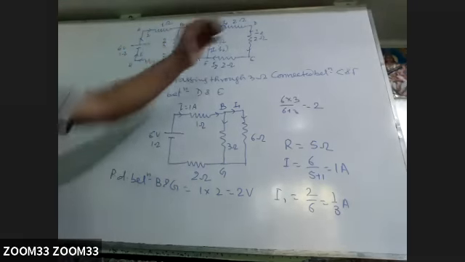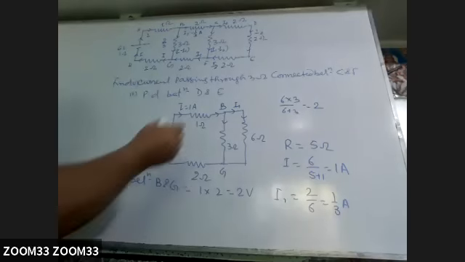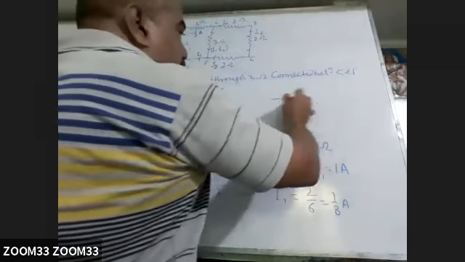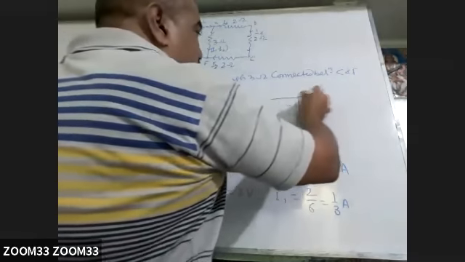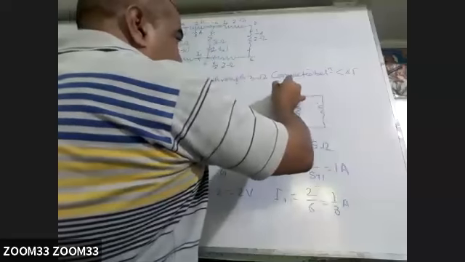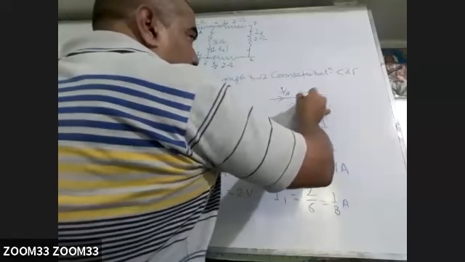Now again, in the same way, branching of current will take place. So now what is happening? This is again 3, this is again 6, and 1 by 3 ampere is coming. How do we divide it?